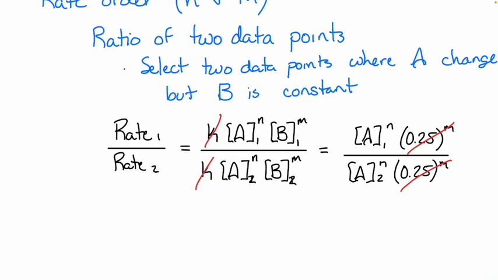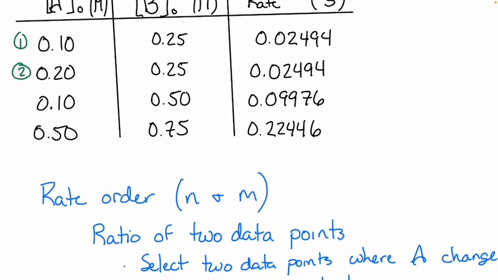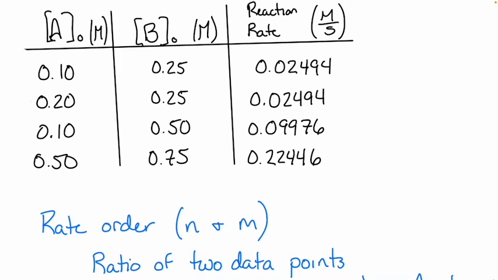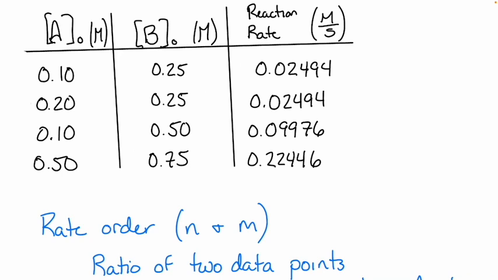For the sake of time, we're just going to say n is 0. Boom. Now we got to play the same game, but now we need to take data points where A is being held constant and B is changing. So everybody take a second and figure out which 2 data points you're going to pick and see if you can't give us our order with respect to B here.